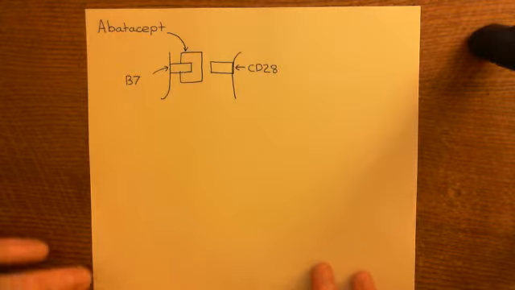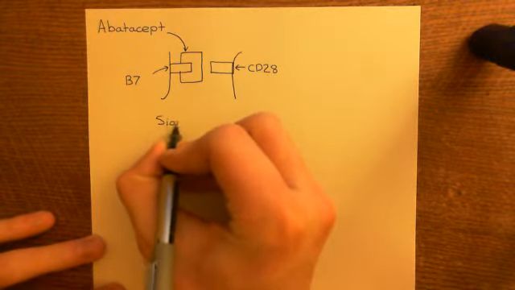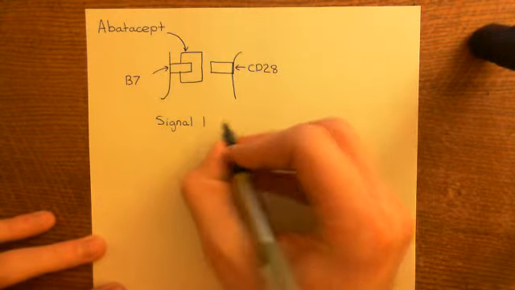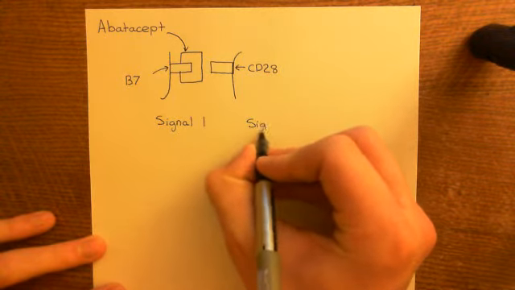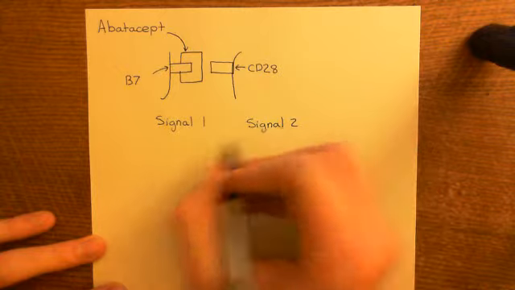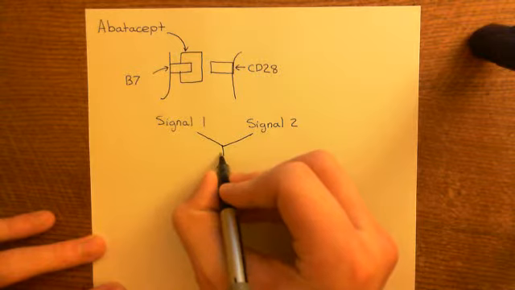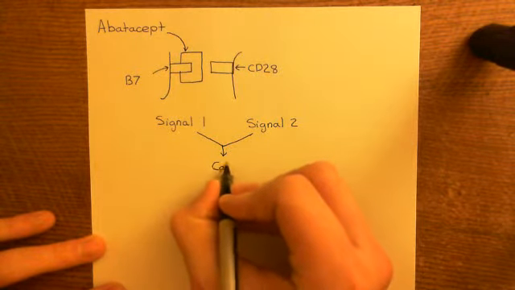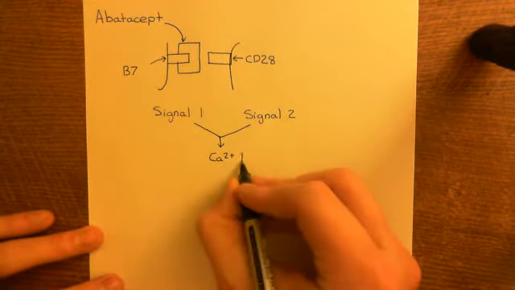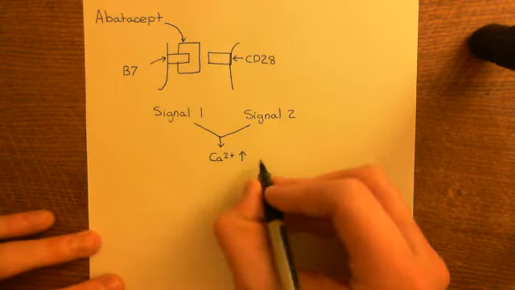Let's say we have got signal 1 and signal 2, so we've had activation of the CD4 and the T cell receptor, which has given us signal 1, and we've also got activation of CD28 and CD40 ligand, which has given us signal 2. Now when you get both of these, what happens is that calcium level within the cytoplasm of the CD4 positive naive T cell goes up. And what does this calcium do? Well, it binds to a protein known as calmodulin.